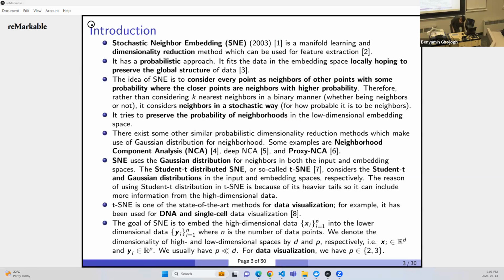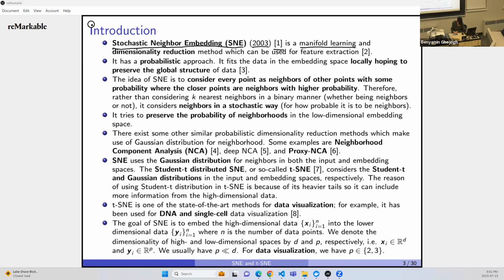Stochastic neighbor embedding, or SNE, was proposed in the year 2003. By whom? As far as I remember, by Hinton and Sam Roweis. You can see reference 1. I don't remember exactly, but I think Hinton and Roweis proposed that. So what did they say?